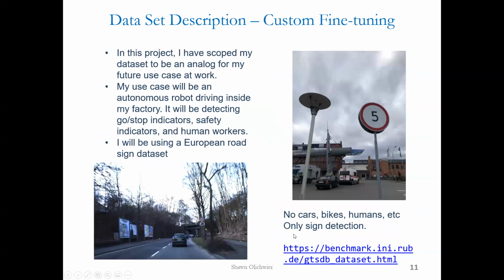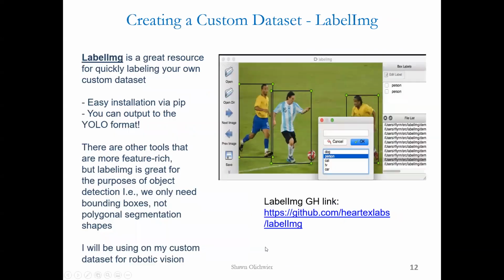The specifics of the data set that I used: I want my project to be an analogy of something that I can directly take from this project and port over to my work, just swapping out the data set with my proprietary data set on site. It's actually a European road sign data set. I'm trying to mimic what my robot would be driving through the halls of my factory floor. I need to detect safety signs, or go, no-go signs, stuff like that. That one's located here, and we'll get further into it as we check out the code itself.